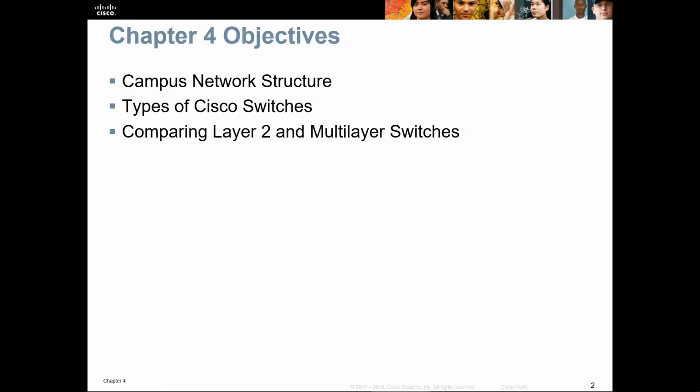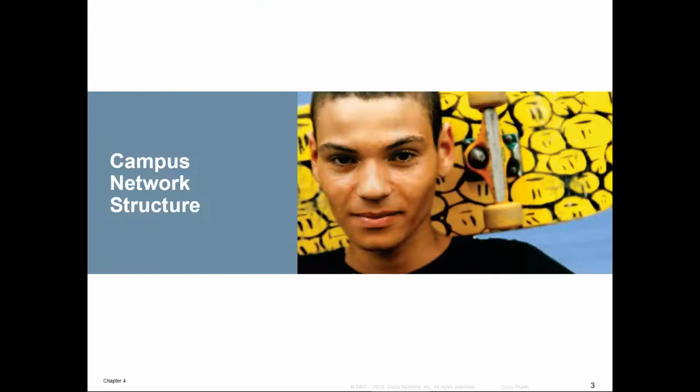Our main thing here is talking about the campus network structure, the typical Cisco switches, and then comparing Layer 2, Layer 3 type switches, including multi-layer type switches. So let's first talk about our campus network structure.